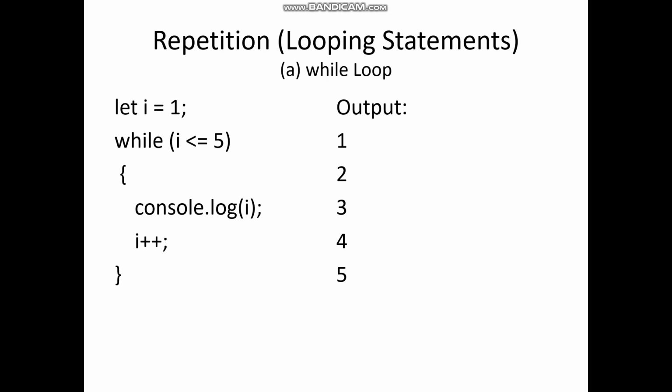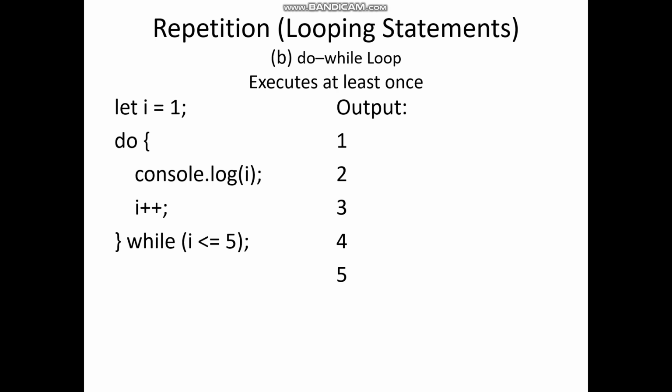Now let us discuss the do while loop. The do while loop is very similar to the while loop, but there is one important difference. In a do while loop, the code block is executed first and then the condition is checked. This means the loop will run at least one time, even if the condition is false. This feature is useful in situations where we want the code to execute at least once, such as displaying a menu or asking the user for input.